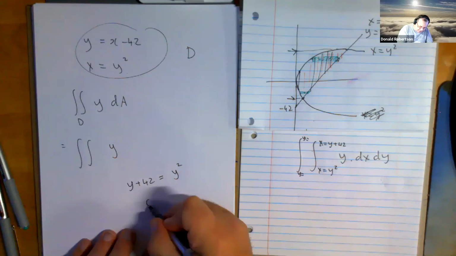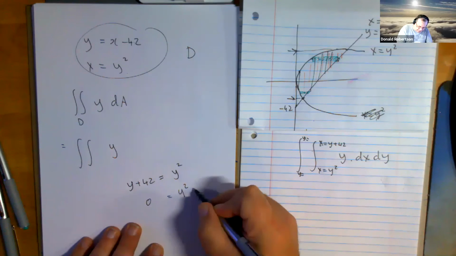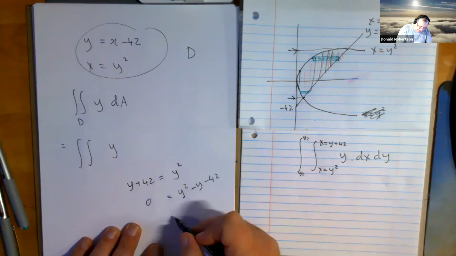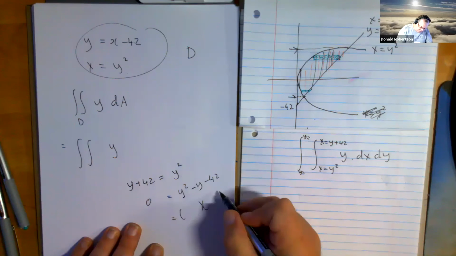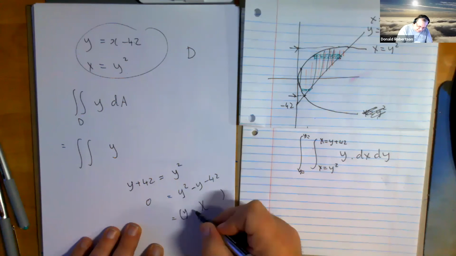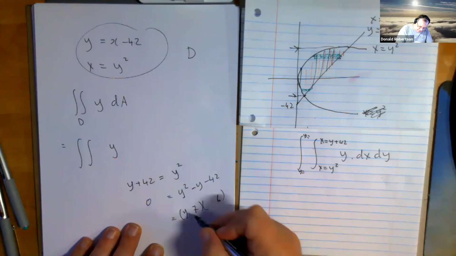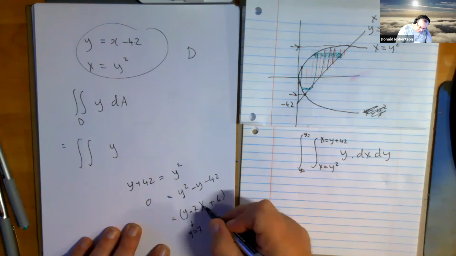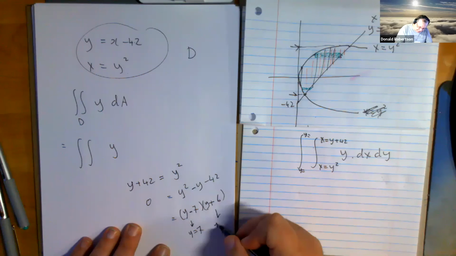And then if I rearrange that, I get y squared, take away y, take away 42. And I believe this factors, and it factors as a 7 times 6, which means that the top number is 7 and the bottom number is -6.